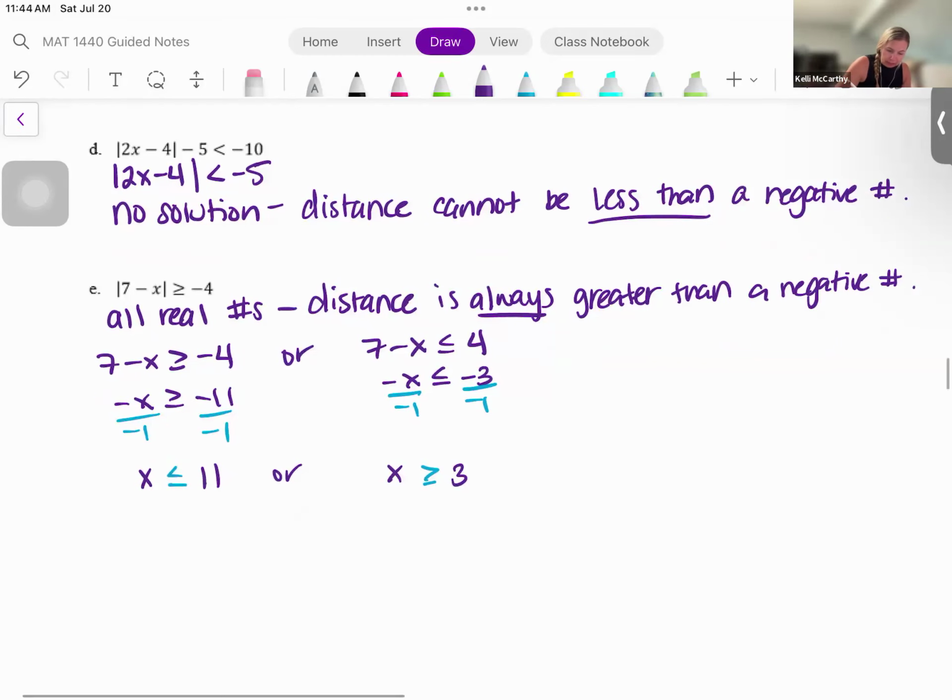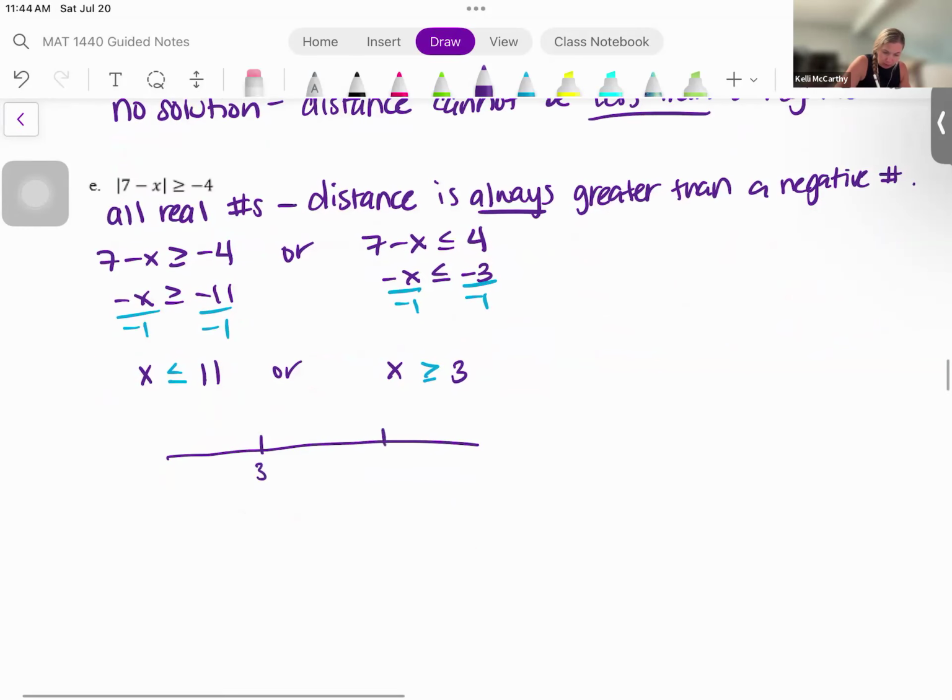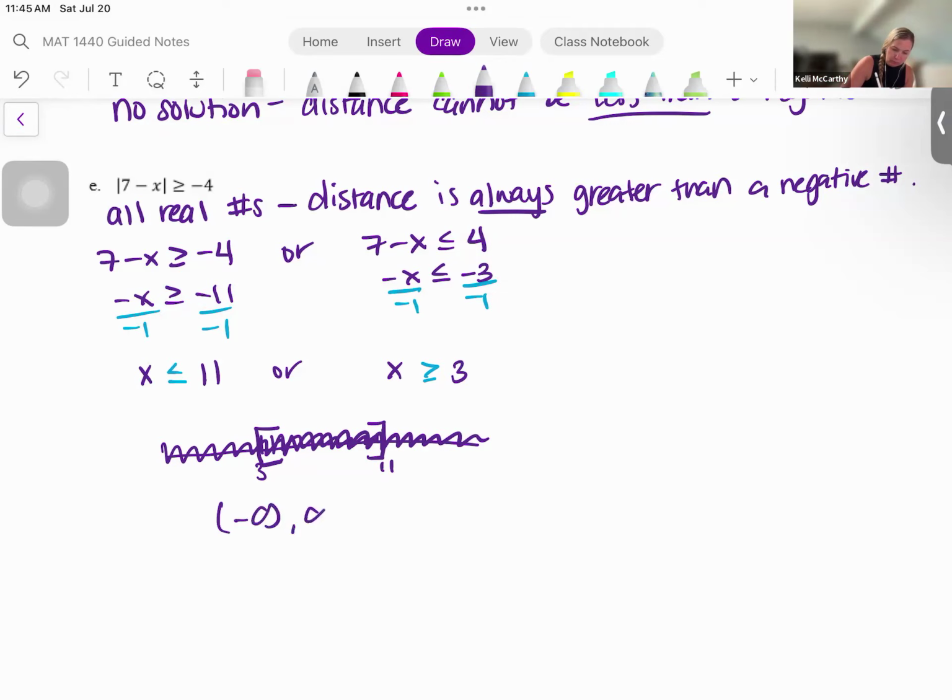And if I graph these on a number line, 3, 11, the first one says x is less than or equal to 11. So that's going to be values to the left of 11, including 11. The second one is x is greater than or equal to 3. So that's values to the right of 3, including 3. Or implies the union. So we're looking at all of the values included in either of these solutions. We can see that we have the entire number line shaded. So that is all real numbers or negative infinity to positive infinity.